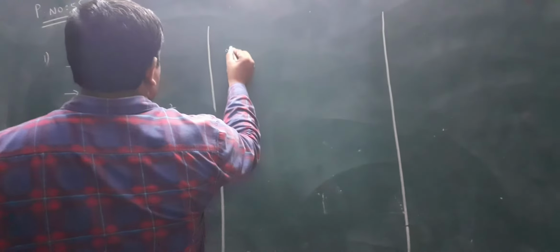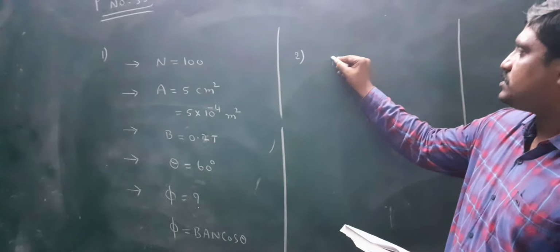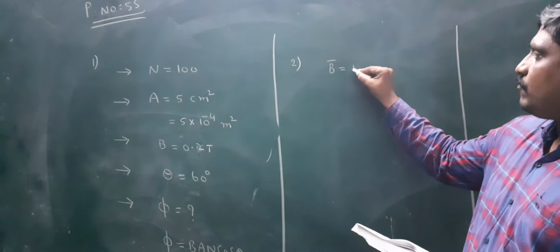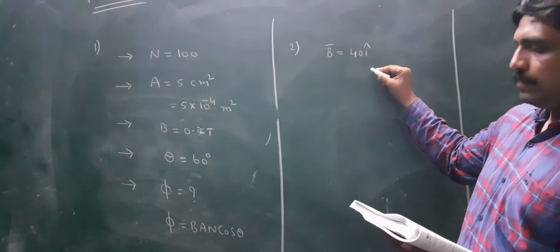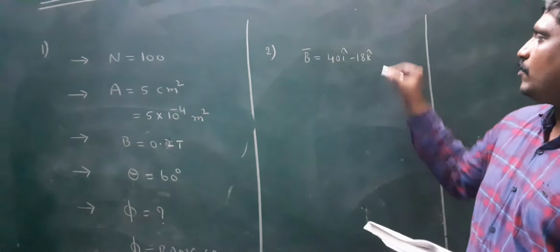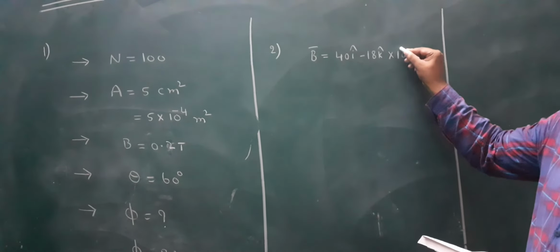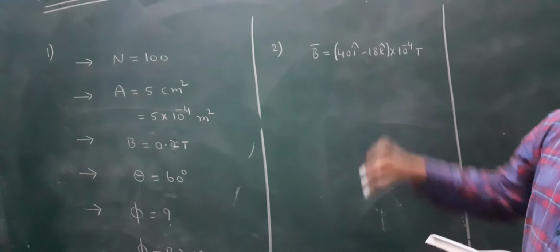Next one. Problem number 2 now. Look here. Very important here. In this problem, B bar is given as 40 I cap minus 18 K cap, into 10 power minus 4 Tesla. Okay, this is the B bar.